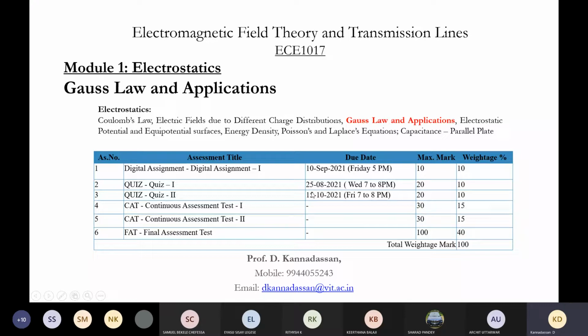And I think you know about CAT 1 and CAT 2. From September 11th onwards, CAT 1 will start. From October 24th onwards, CAT 2 will start. Similarly, you'll be having other subjects. Please check it out and plan all your days, including your entertainment, other holidays, your travel, everything else, accordingly.